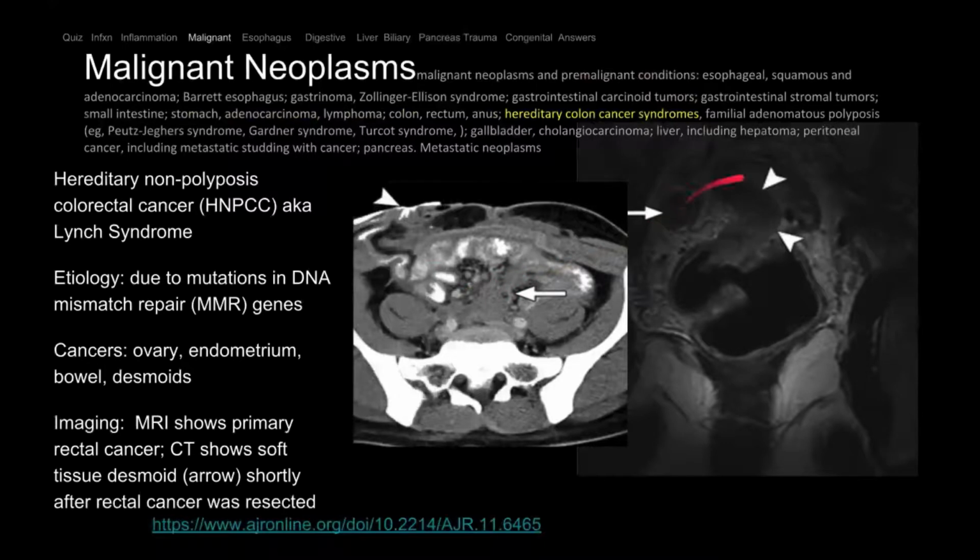And then a year or 2 after this rectal cancer was resected, the patient developed another tumor. Here you see this soft tissue mass in the retroperitoneum. It's encasing the vessels. So this is a desmoid tumor. Here you can see that this patient had the surgery and then had an ileostomy. So the small bowel was brought up as part of the surgery for the rectal cancer. And then we have here a desmoid. So this patient has Lynch syndrome. And in women, they can also get ovarian cancers. They can get uterine cancers as well.